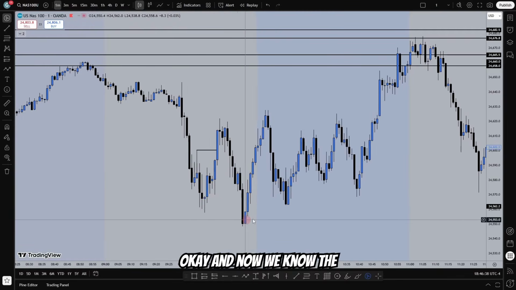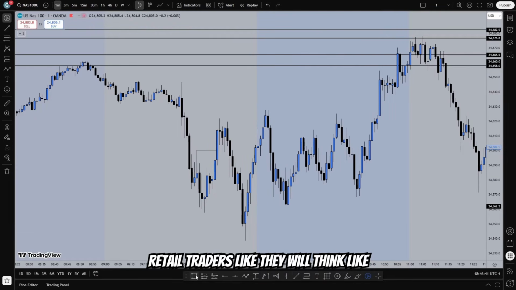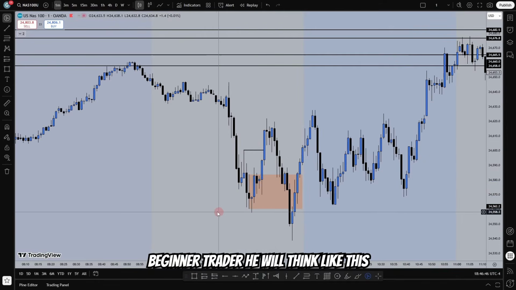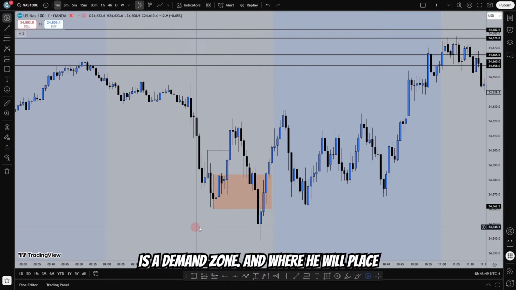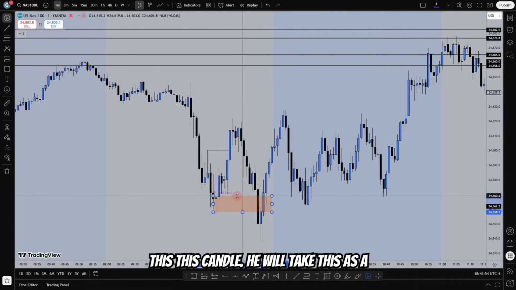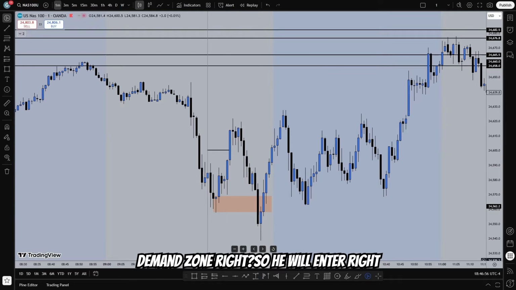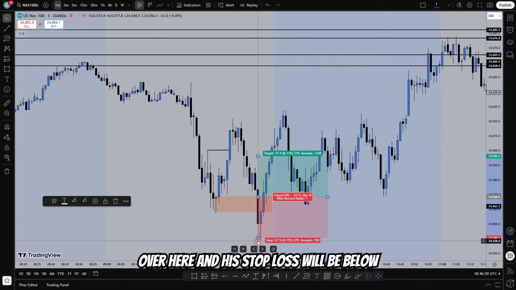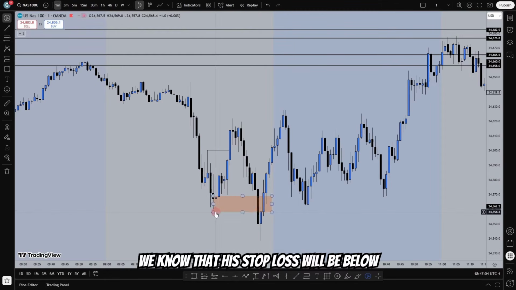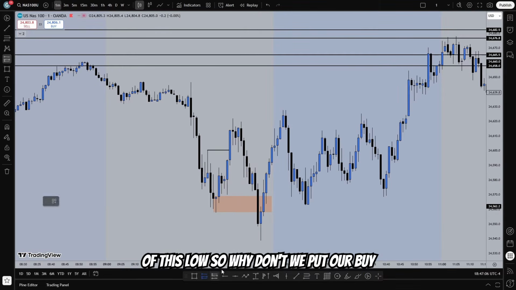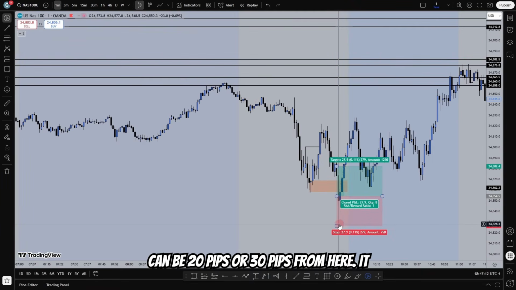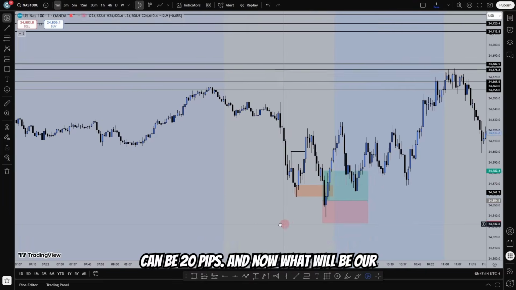Okay, and now we know the retail traders will think that this is a demand zone. A normal beginner trader will think this is a demand zone, and where will he place his stop loss? Now let's take this candle. He will take this as a demand zone, right? So he will enter right over here, and his stop loss will be below the structural low, right? So now we know that his stop loss will be below this low, so why don't we put our buy limits right over here? And our stop loss can be 20 pips or 30 pips from here. Okay, it can be 20 pips.